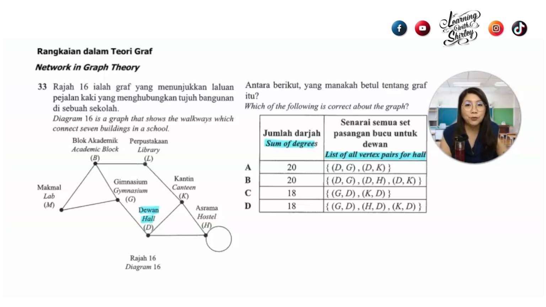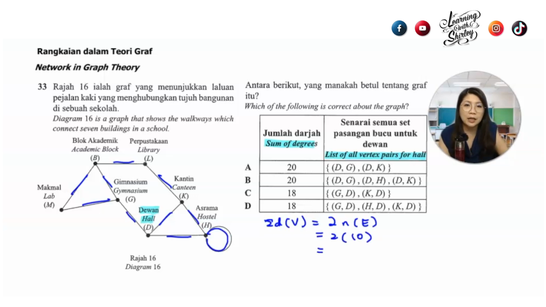So do you still remember how to find the sum of degrees? So the sum of degrees here equals 2 times the number of edges. So here we have how many edges? We have 1, 2, 3, 4, 5, 6, 7, 8, 9, and 10. So we have 10. So 2 times 10 is equal to 20. So it's either A or B.